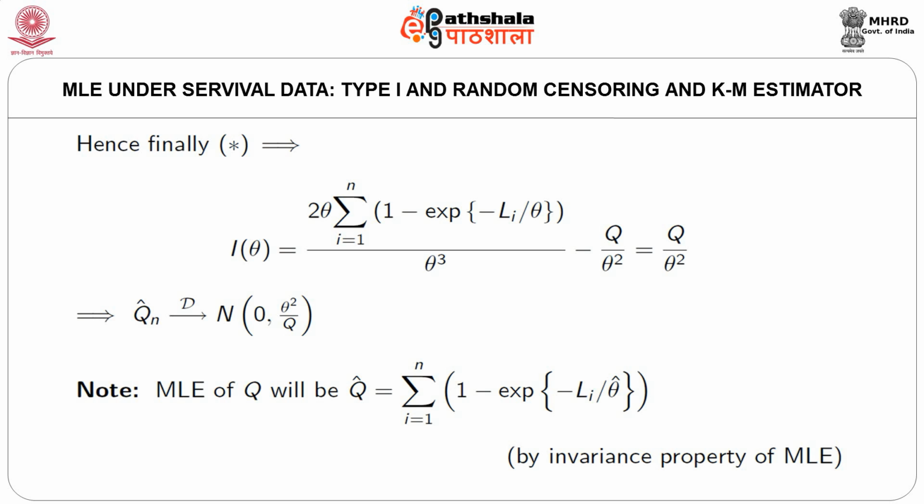Since theta is unknown, q is also unknown, and therefore the maximum likelihood estimator of q will be q hat equal to summation i from 1 to n of 1 minus e to the power minus Li by theta hat, using the invariance property of maximum likelihood estimator.